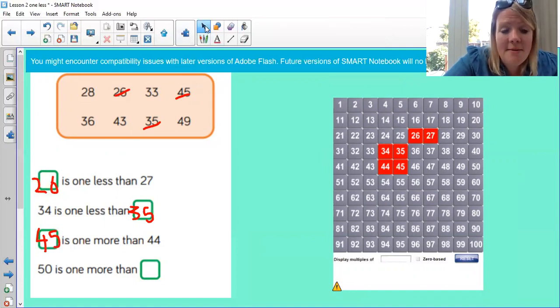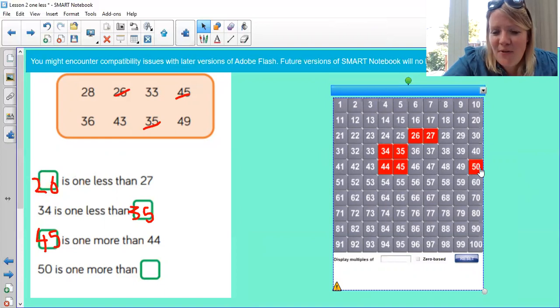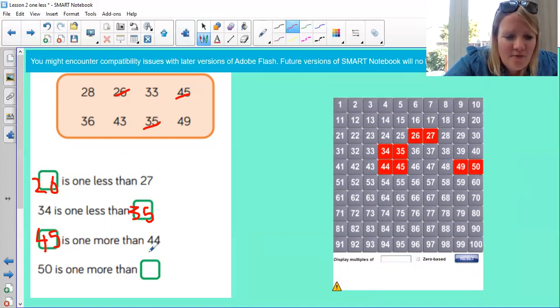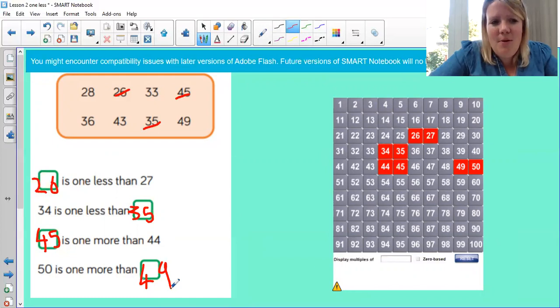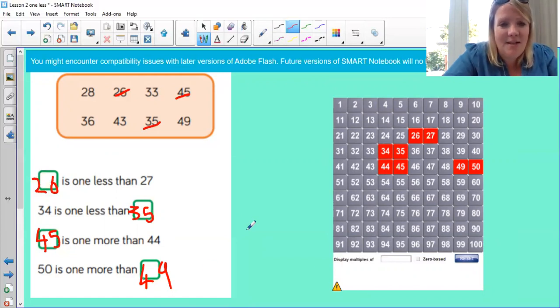50 is 1 more than. What number is 50 1 more than? So let's find it on the 100 square. There's our 50. It's 1 more than what number? So what number comes before it? Oh, 49. 50 is 1 more than 49. Brilliant job. Some thinking there, just a little bit of thinking time for you. You can spend some time looking at them now and looking at the 100 square. Sometimes it helps to see those numbers on the 100 square. You can have a look at yourself.